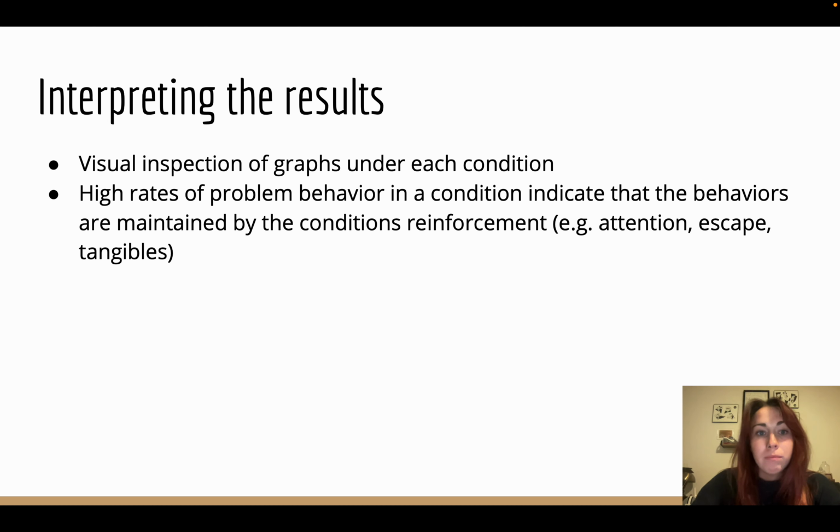High rates of problem behavior within a condition would indicate that the behaviors are maintained by that condition's reinforcement. So if a client engaged in behaviors in the attention condition, that would essentially mean that their problem behaviors are being maintained by positive reinforcement from attention, and so on with all of the other conditions.